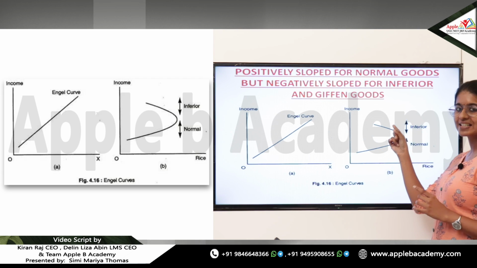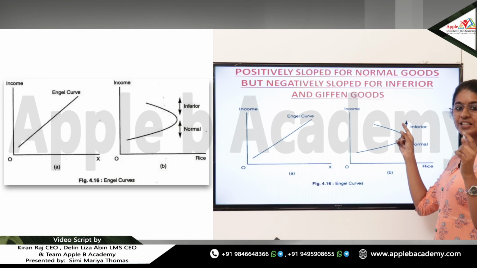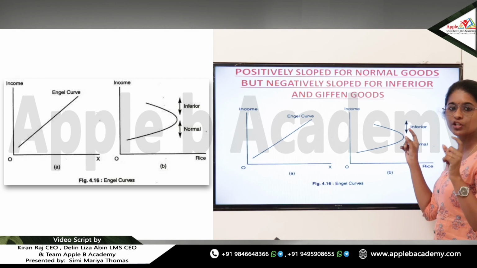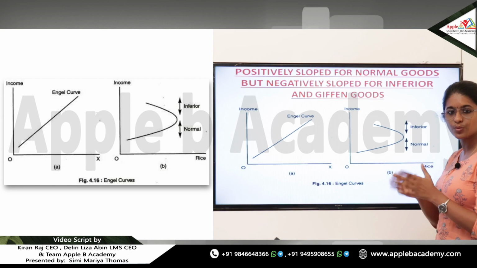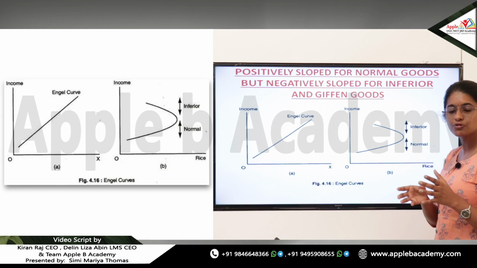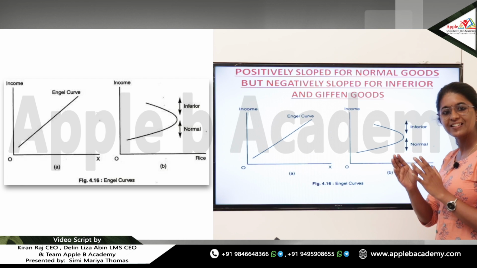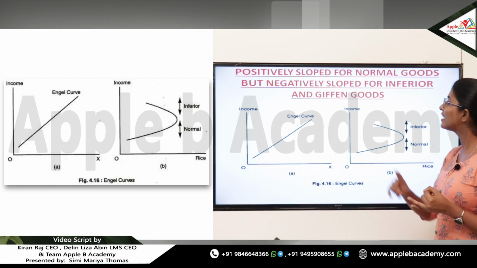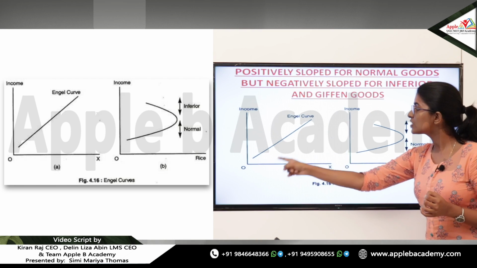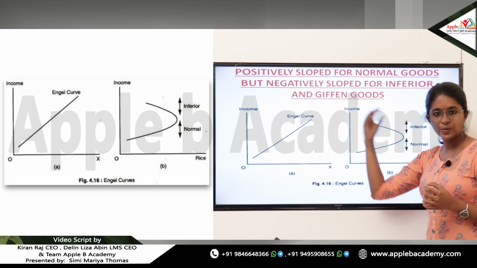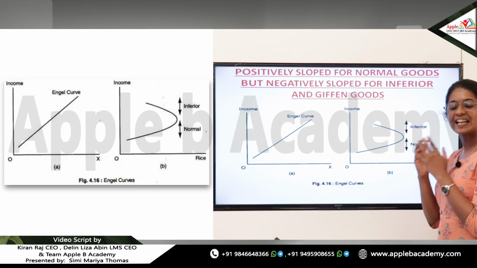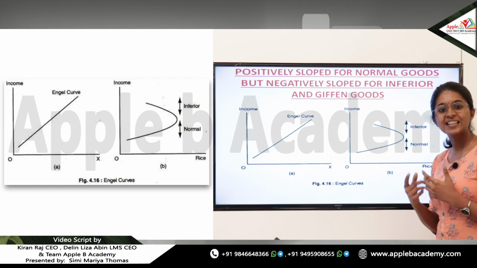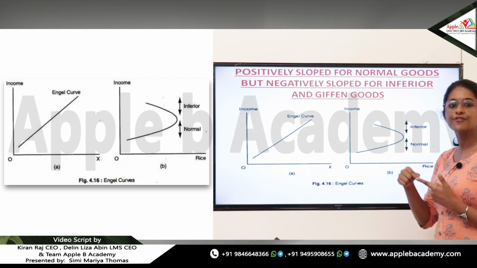So the Engel curve is basically explaining the proportion of income spent on consumption of a particular good. So it varies for different categories of goods. When it comes to normal goods, when income increases, the consumption of that good increases, and because of that reason, the normal good has a positively sloping Engel curve. But for the inferior good and the Giffen good, when the income increases, the quantity demanded falls.